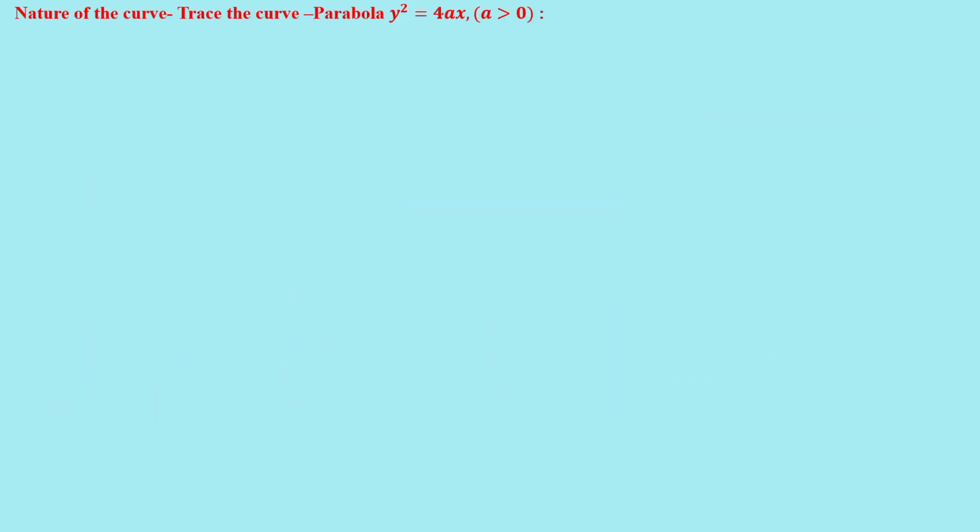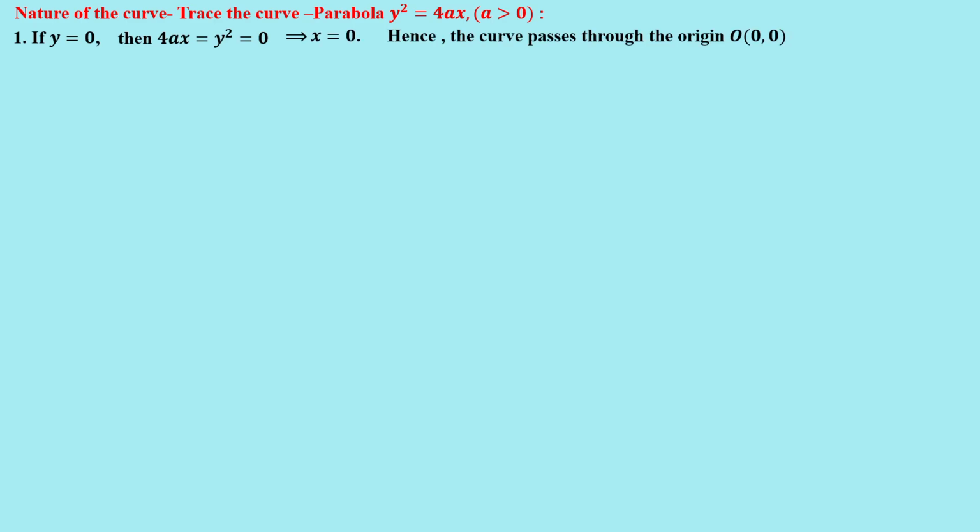Next, nature of the curve. We are going to see the nature of the curve parabola, from which we can easily trace the curve. If y is equal to 0, then 4ax is equal to y square, that is equal to 0. So that implies x is equal to 0, so it passes through the origin O (0, 0).